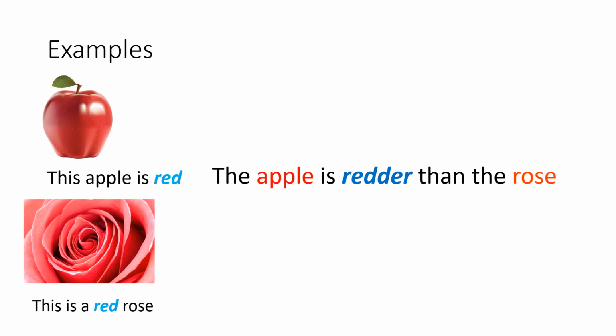Here are a few examples. This apple is red. This rose is red. But if we look at the intensity of the color, the apple has more red than the rose in this picture. So we can say that the apple is redder than the rose. Both of them are red, but one has more color than the other. Thus, the apple is redder than the rose.